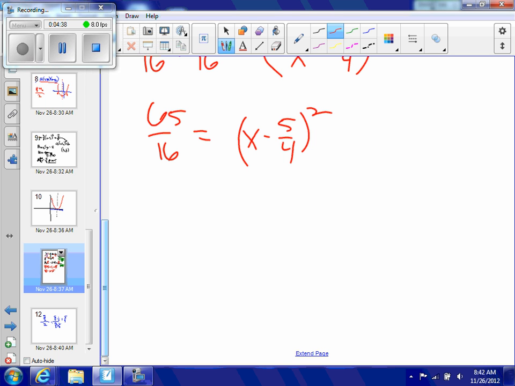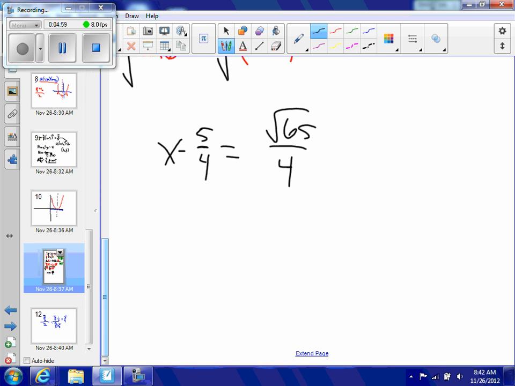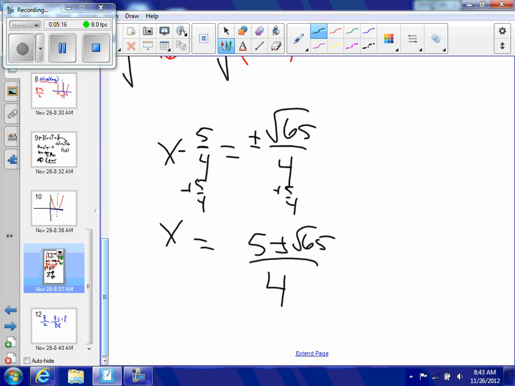So now I can solve this by taking the square root of both sides. Take the square root of that and the square root of that. Don't forget your plus or minus. So now I have x minus 5 fourths is equal to plus or minus the square root of 65 over 4. I add 5/4 to both sides. So I'm going to have x is equal to 5 plus or minus the square root of 65, all over 4. Plus or minus, thank you. Thank you very much. Oops, I went off, Mr. Jenkins.